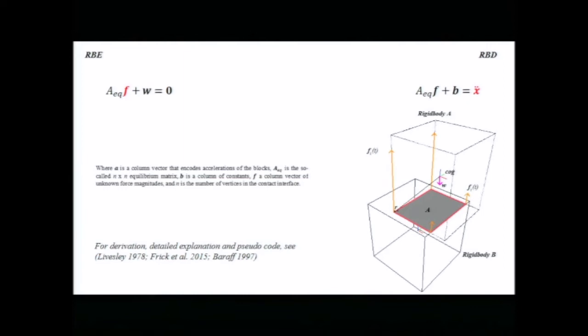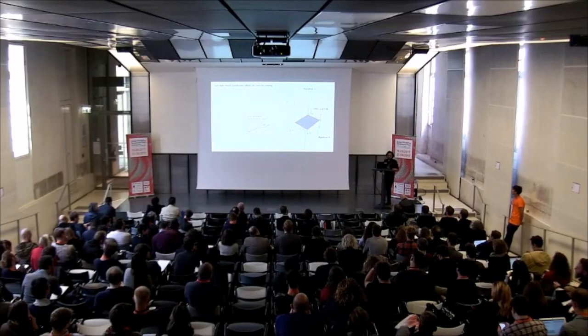As it turns out, both methods share a common mathematical framework, with the RBE computing the unknown forces that will keep a set of blocks in equilibrium, and the RBD computing the unknown accelerations at every time step of the simulation. So in that sense, extending this to printed concrete, in other words, soft rigid block equilibrium, which is what is being proposed in the paper, involves adequately representing this time-dependent stress-bearing capacity of the material.